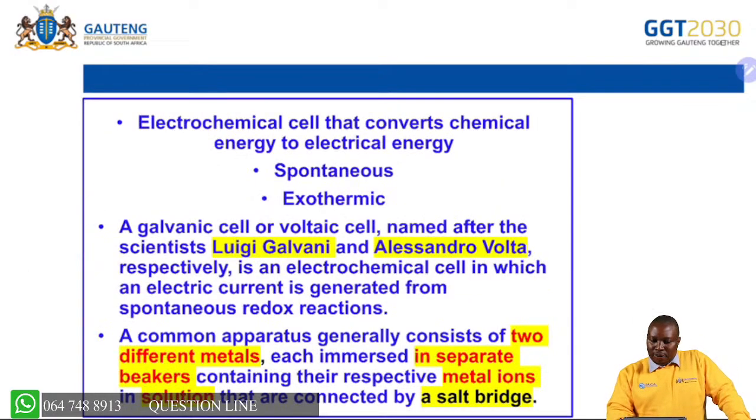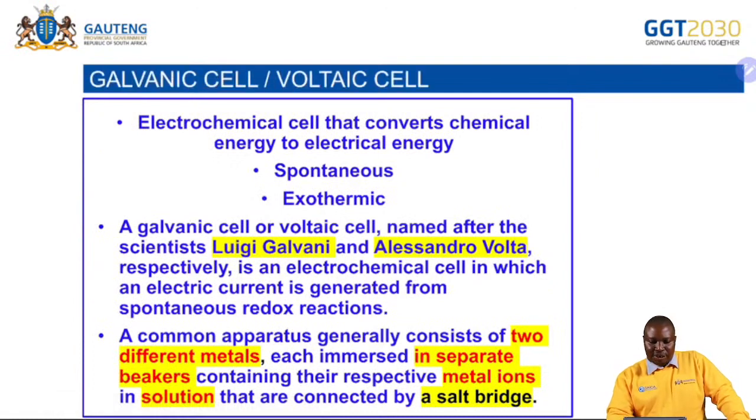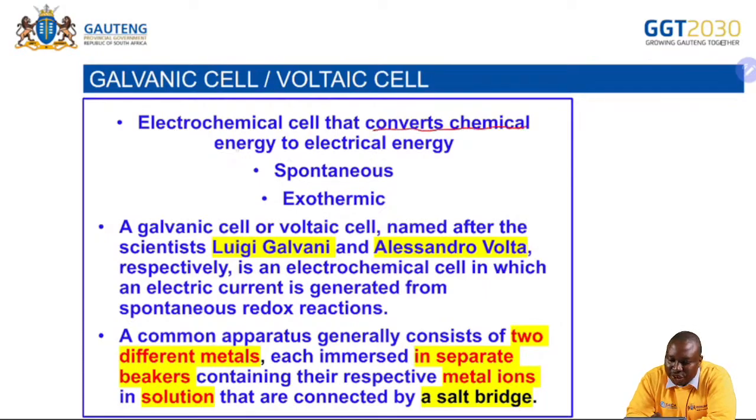So I will be moving on, just to give you a brief history of where this comes from. Remember, we're doing electrochemical cells. An electrochemical cell that converts chemical energy to electrical energy is the definition of a galvanic cell. We refer to it as a galvanic cell or a voltaic cell. So we interchange the names. Don't have a problem with that. Sometimes we say voltaic cell or galvanic cell. We're still referring to the same thing.